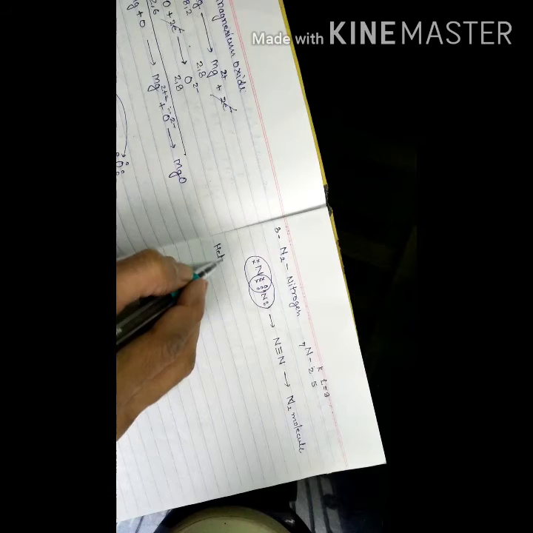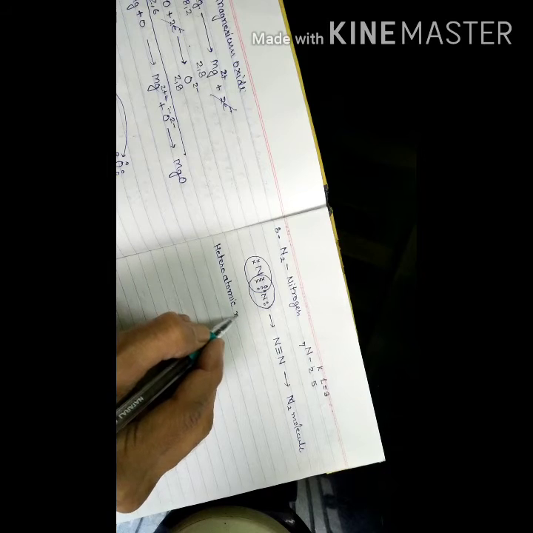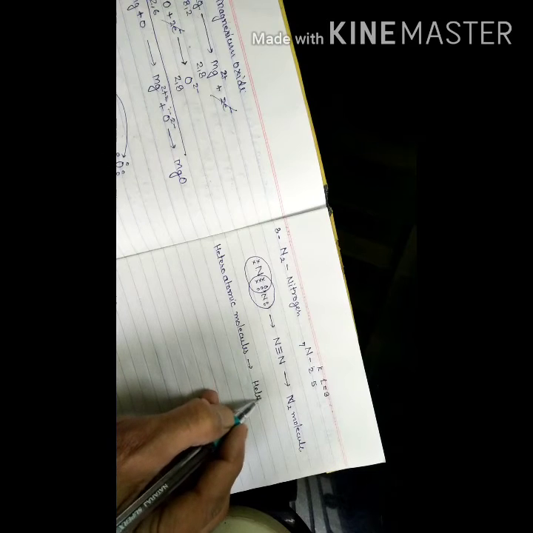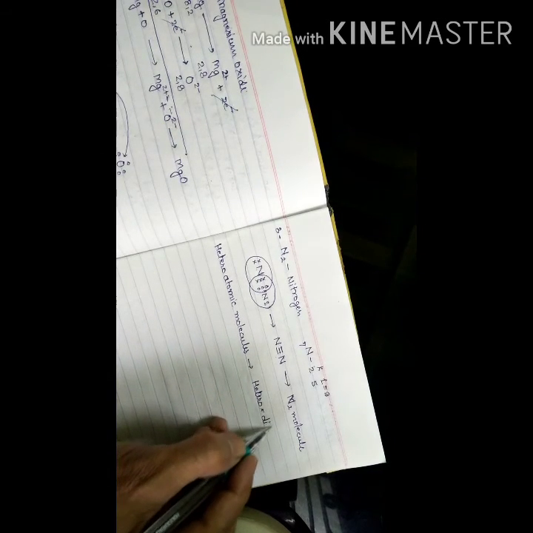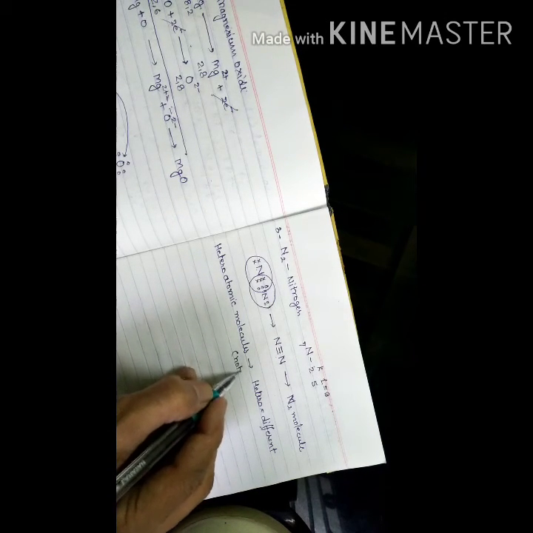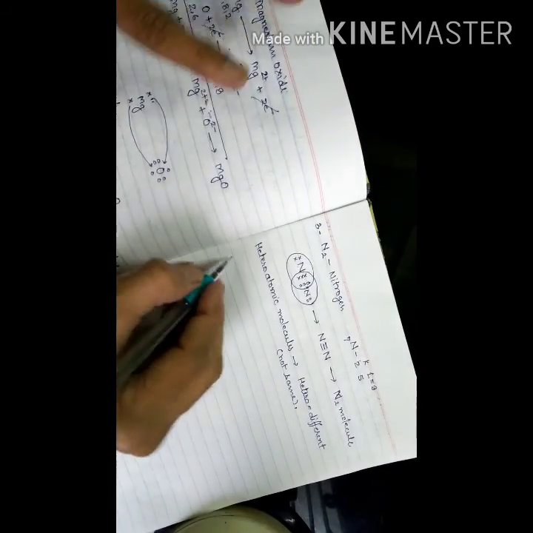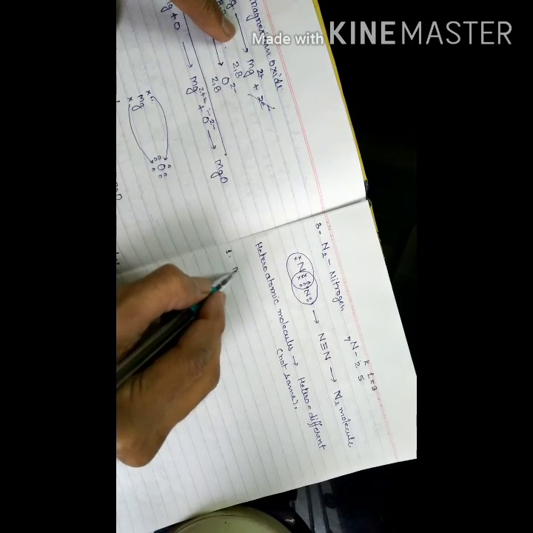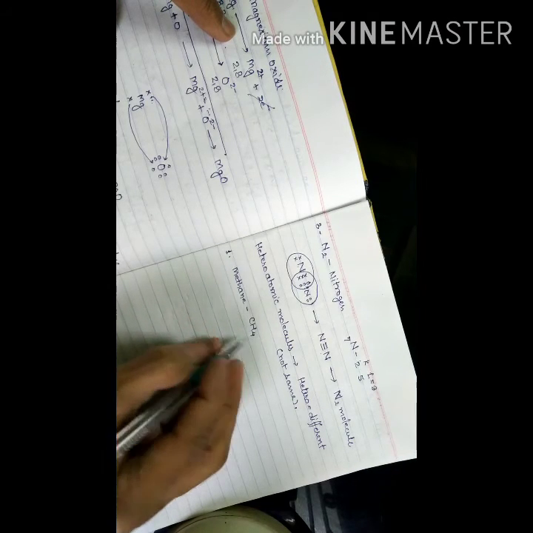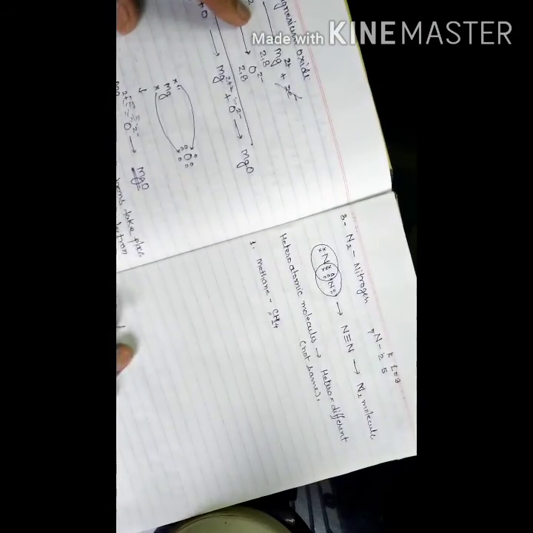The next is heteroatomic molecules. The word hetero stands for different. In other words, we can say not the same. First example, formation of methane, that is CH4. Now carbon and hydrogen are totally different elements.